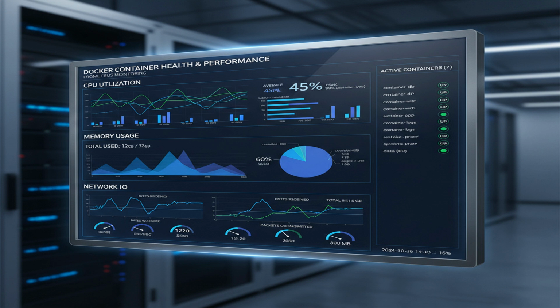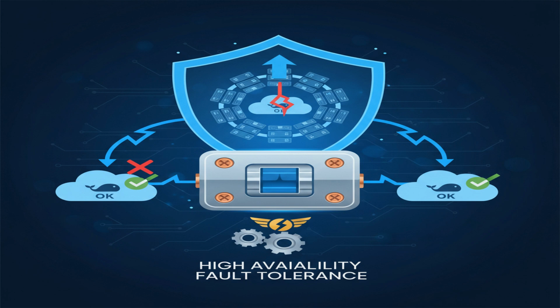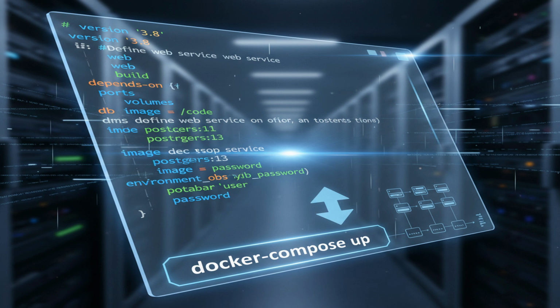Imagine having a central dashboard displaying CPU, memory, and network utilization for each container. These metrics are invaluable for identifying bottlenecks, optimizing resource allocation, and ensuring application stability. Real-time monitoring enables proactive intervention and prevents potential failures. Understanding container behavior is key. Now let's shift gears and discuss another crucial aspect of resilient Docker deployments: circuit breakers. These protect your system from cascading failures, ensuring high availability and fault tolerance.